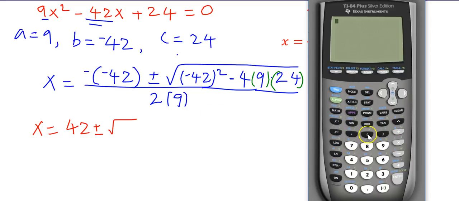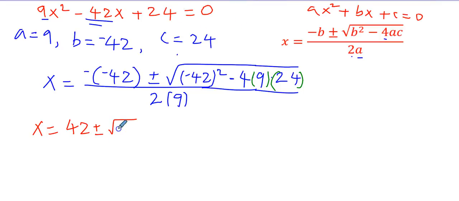We have 42 squared, negative 42 squared, minus 4 times 9 times 24, which will give us 900. So here it is. Inside the radical sign we have negative 42 squared minus 4 times 9 times 24, which is 900. And in the denominator, 2 times 9 gives you 18.